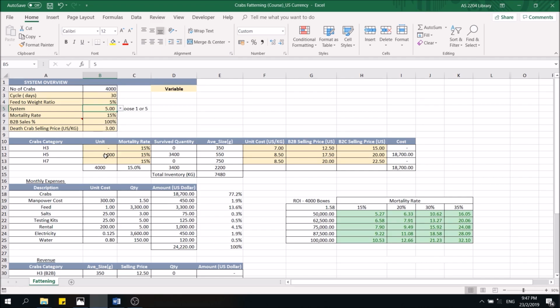So usually you need around three people rotates to take care of 5 systems. So let's key in 3, and the feed is automatically calculated, and we have salt. So now you have salt, we have to times 5, and testing kits you already times 5, and rental we have times 5. So yeah, everything else is properly tabulated. And the revenue, yeah, okay, so the revenue is fine, everything is calculated properly.